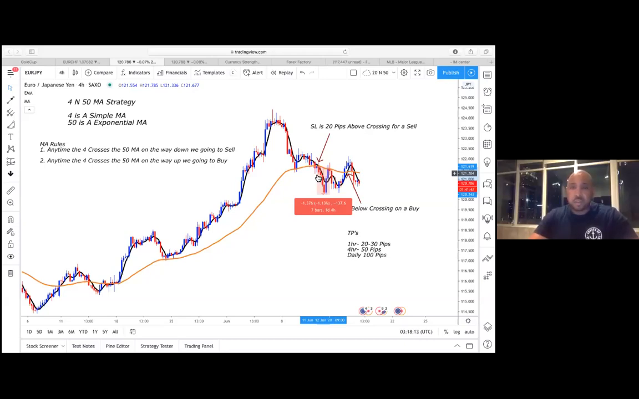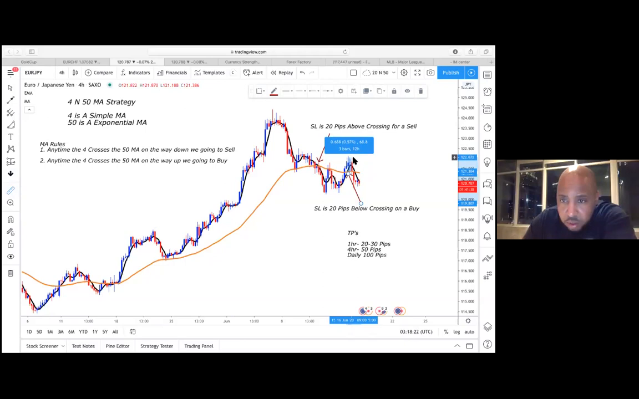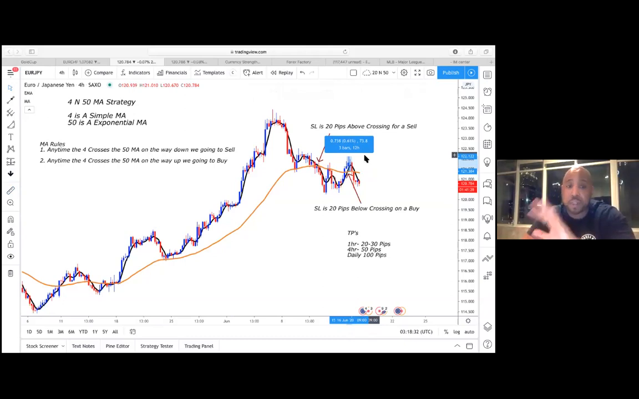Now, the 4 across the 50 here. Let's count. This one did a light 73. But we still got our 50. This is the 4-hour chart. A light 73. We still got our 50 though.